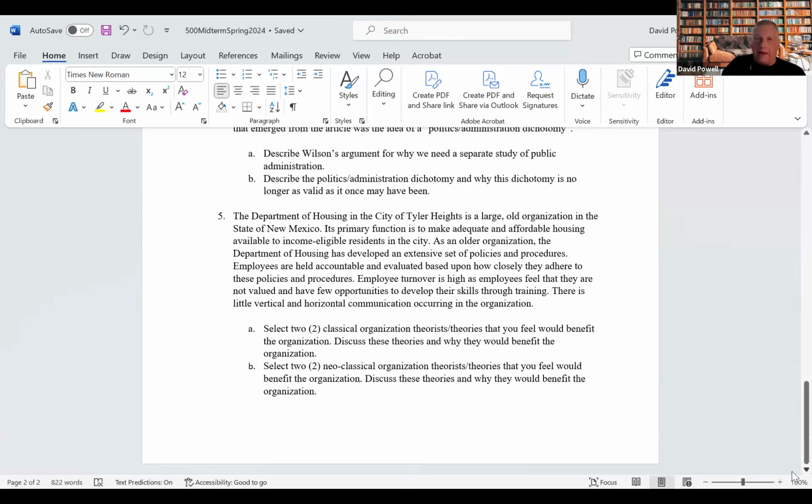Employees are held accountable and evaluated based upon how closely they adhere to these policies and procedures. So instead of being evaluated on how well they're meeting the needs of citizens, they're being evaluated based upon how well they are adhering to policies and procedures. As such, employee turnover is high as employees feel they are not valued and have very few opportunities to develop their skills through training. There is little vertical and horizontal communication occurring in the organization. So question 5A, select 2 classical organization theorists or theories that you feel would benefit the organization. Discuss these theories and why they would be beneficial for the organization.